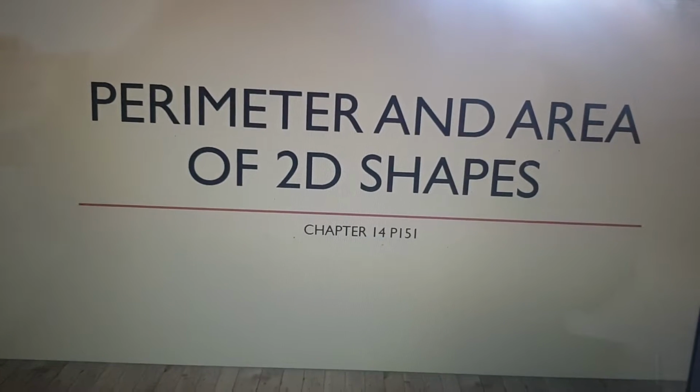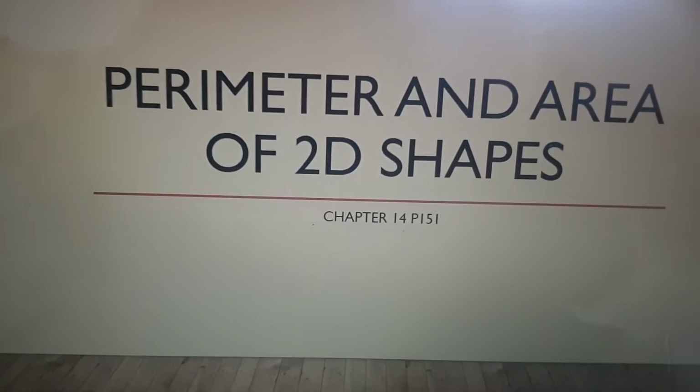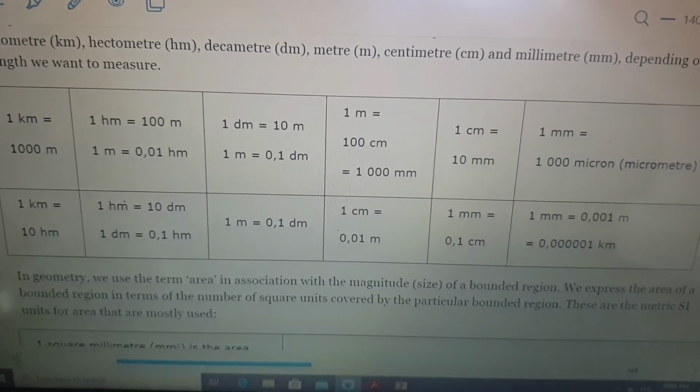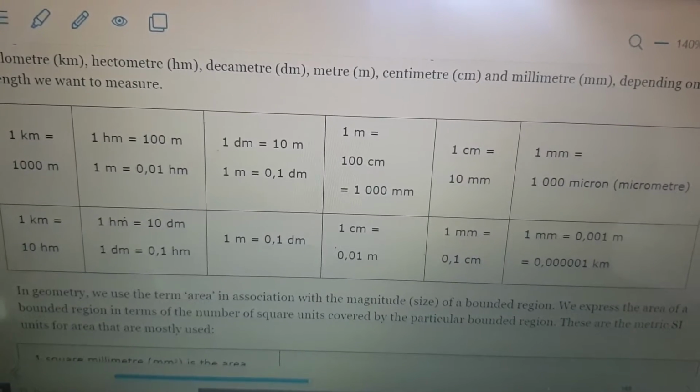Today we are looking at the perimeter and the area of 2D shapes. It's chapter 14, page 151. So first, let's have a look at this conversion table. So you just have to revise again.